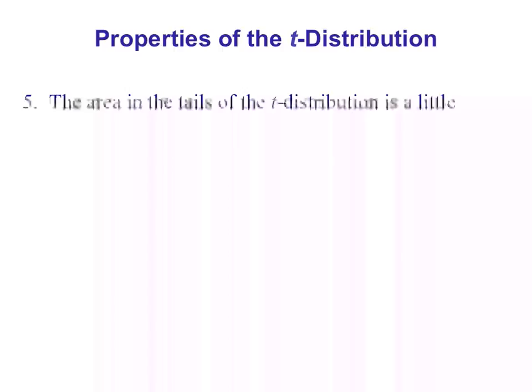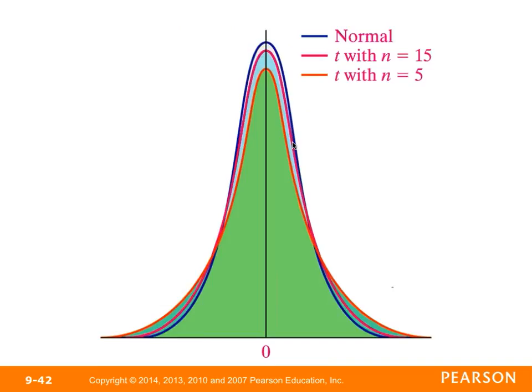And then as the sample size increases, the density curve gets closer to the standard normal density curve. So as we end up with really large sample sizes, it does look more and more normal. This is due to the law of large numbers. So basically, S is just going to get closer and closer to sigma as our sample size increases. So because of the law of large numbers, our T distribution is going to look more and more normal.